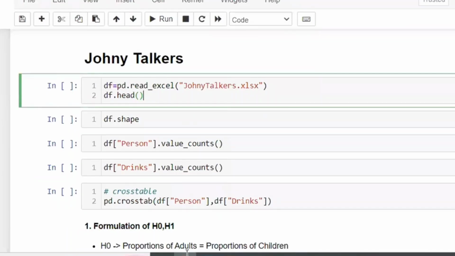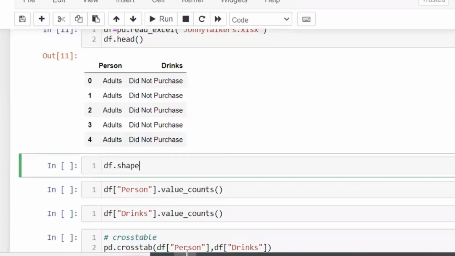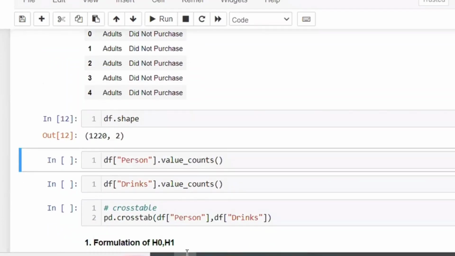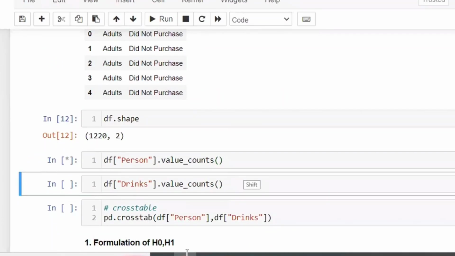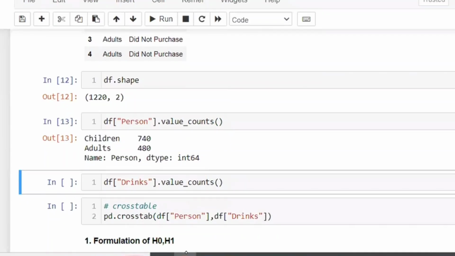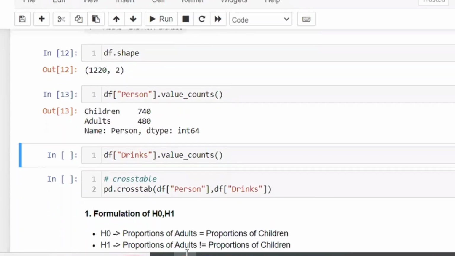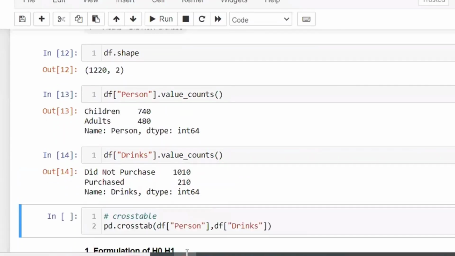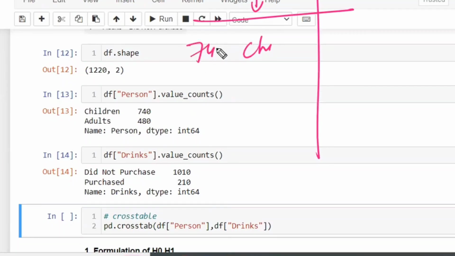So now first I am going to load the data. Inside this, I see a total of 1220 records with 2 columns. Now persons: a total of 740 children are there, and 480 adults are there. In the first column, out of 1220, we have 740 children and 480 adults. This is the sample data.